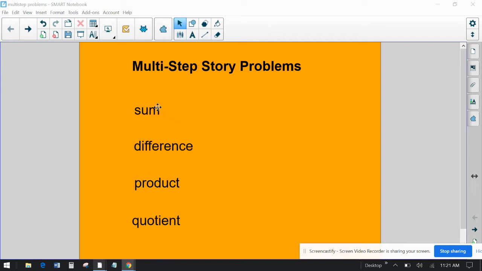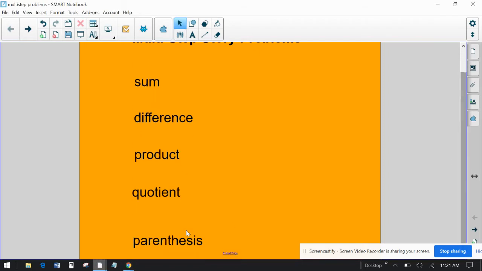In order to do this, you'll need to know some terms. For an addition problem, the answer is called the sum. The answer to a subtraction problem is called the difference. The answer to a multiplication problem is the product, and the answer to a division problem is the quotient. And when we write our equations today, we will be using what are called parentheses. It's kind of a hard word to say, parentheses.